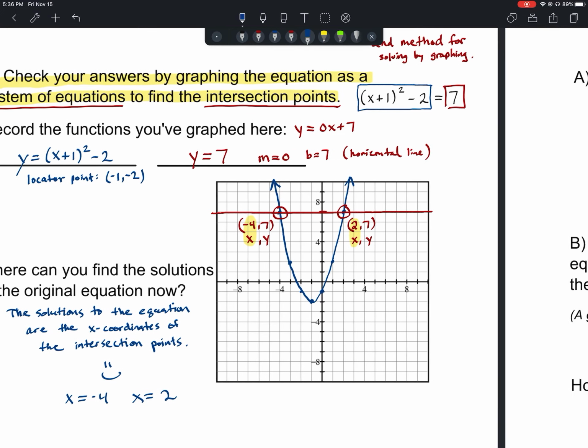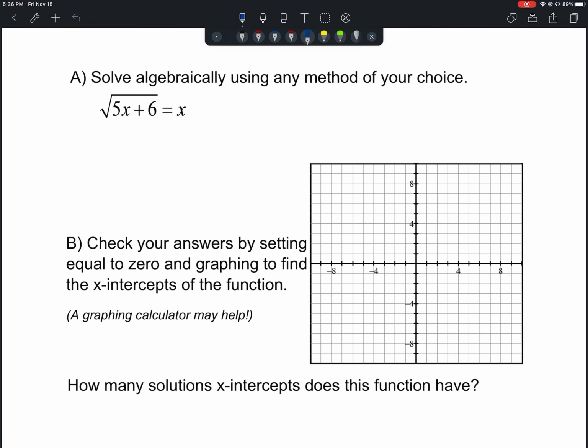All right, so let's move on here. I don't want to drag this out. Let's just do one more example. This one says, solve algebraically using any method of your choice. Well, my method of choice on this one is to undo it again. We have the square root of the quantity of 5x plus 6, and that equals x. And hopefully we all know now that we need to square both sides. That's going to give us 5x plus 6 is equal to x squared.